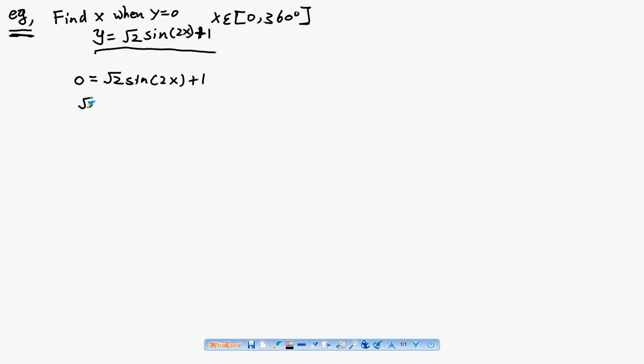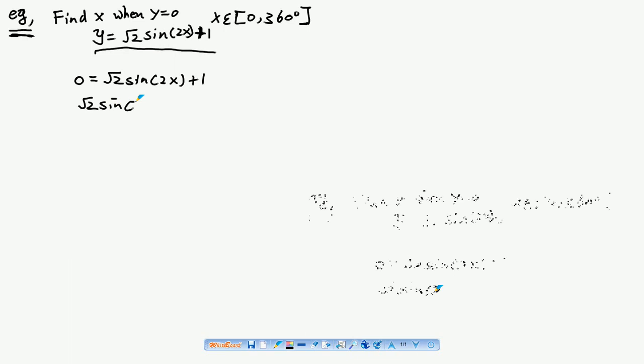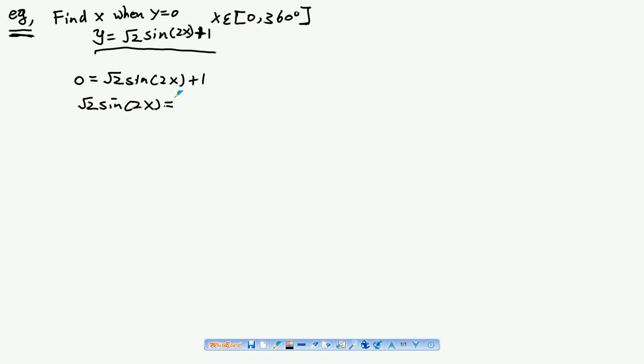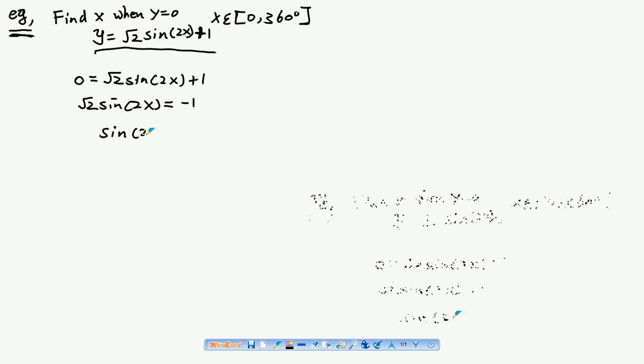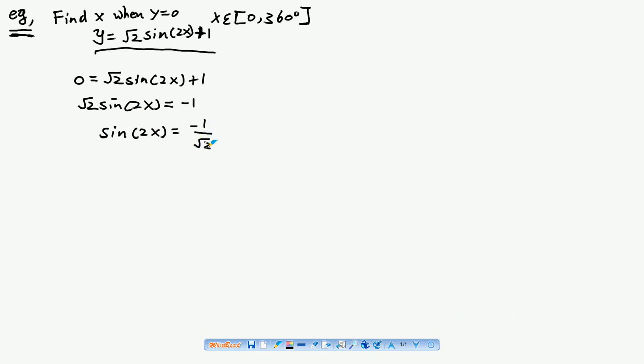What I do is square root of 2 sine 2x equals minus 1, and sine 2x is equal to minus 1 on square root of 2. Now we can use our unit circle and Pythagoras special triangle. The triangle we use in this should be this one there: 1, 1, square root of 2, and it's 45 degrees there.